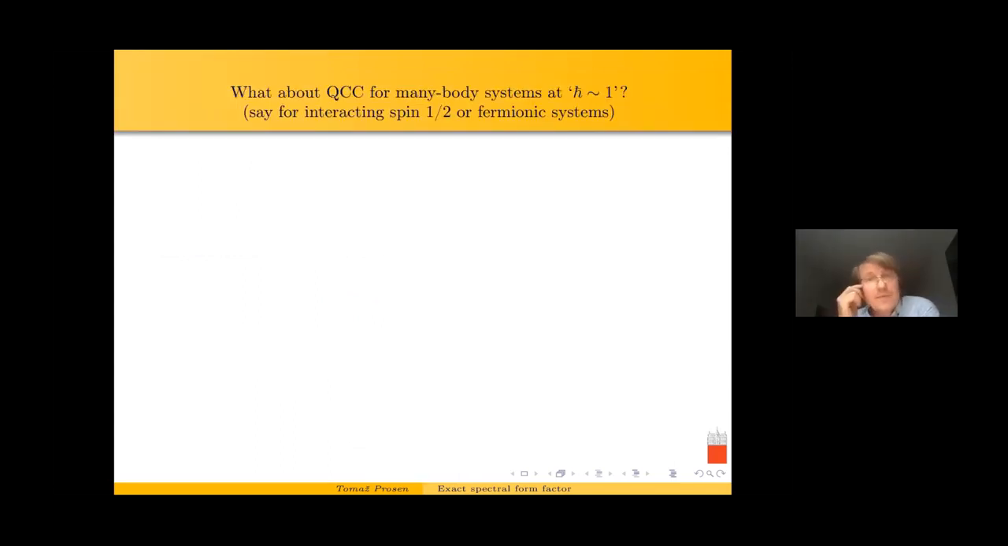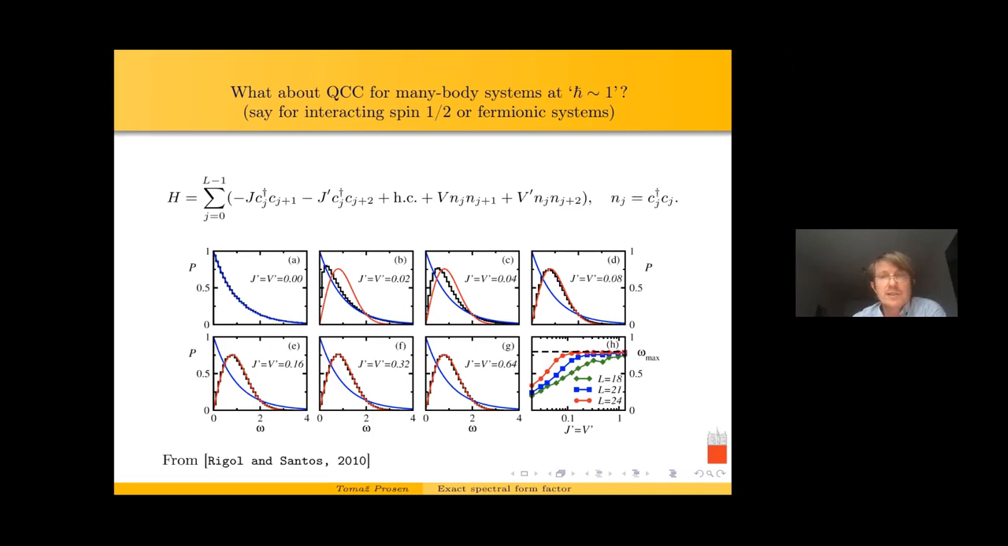Anyway, my talk is about many-body problems at h bar equal to one, that is, at an h bar which is not a small number. So it's a non-perturbative problem. You don't have a small parameter or a large parameter, so there is no way to expand or look at asymptotics in this small parameter. But what we want to see is how the spectral form factor behaves for large systems, so that the large parameter is the system size.